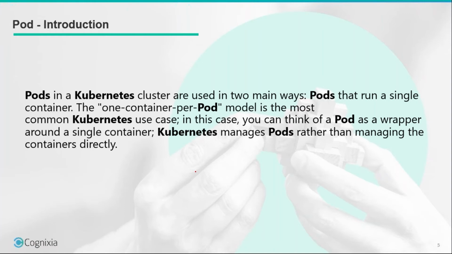Okay. So for example, you have a pod, and this pod has the container inside it. It can have a single container or it can have multiple containers. So I have container 1, container 2. So the pod is the wrapper of the container.